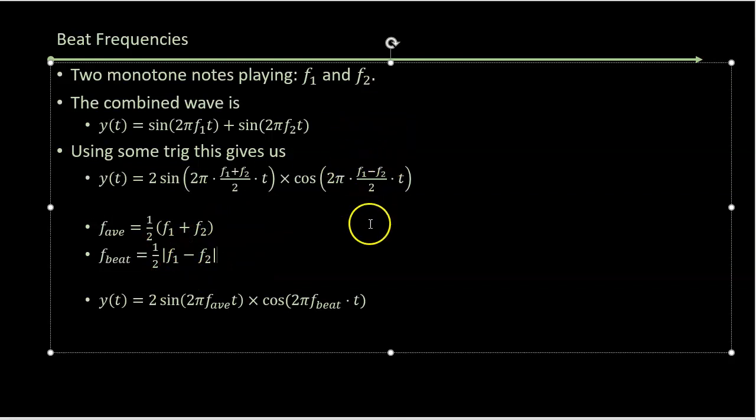There's not a magnitude here, but since the cosine is symmetric around f1 minus f2 and f2 minus f1, we're going to define the beat frequency as the positive difference. And so I take the magnitude here. And so you end up with 2 sine of 2 pi f_a times t, times cosine of 2 pi f_beat times t. So these are multiplied together, right? And what does that look like?